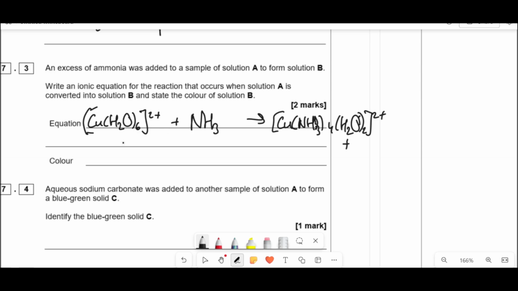So in this case, now compare side by side. We have Cu(H2O)6, Cu(NH3)4(H2O)2. 4 H2O has been booted off, and we've stuck 4 NH3s on. So we're going to have 4 there. There you go. And the color it goes from is pale blue to dark blue.